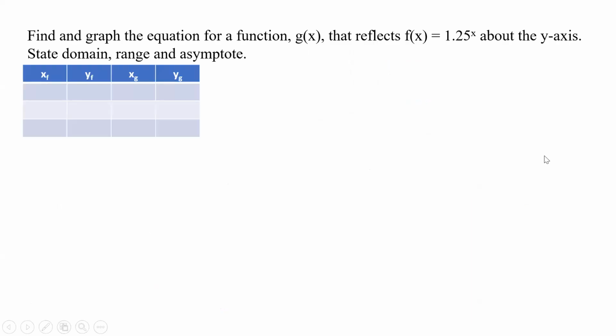So let's start looking at how we can use this. What we're going to do is find the graph and the equation for the function g of x that reflects this function about the y-axis. Well, how do we reflect this about the y-axis? Well, g of x is basically going to be 1.25. Now, across the y-axis, we have to change this to a negative x. Okay. And we want to graph both of them, and then see what that does.